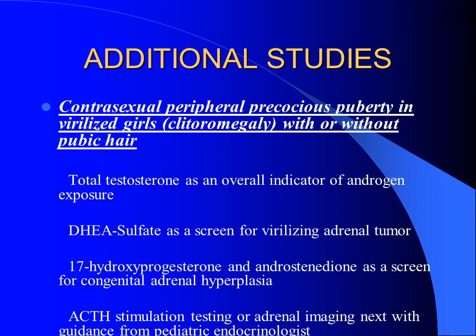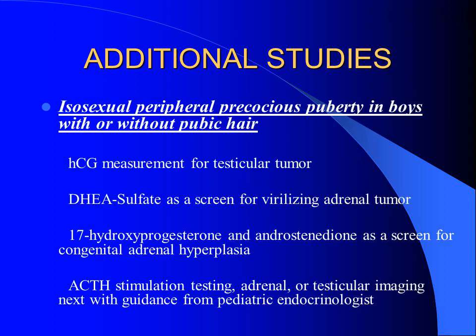17-hydroxyprogesterone and androstenedione is a screen for congenital adrenal hyperplasia. Active stimulation testing or adrenal imaging next, with guidance from a pediatric endocrinologist. Additional studies. Isosexual peripheral precocious puberty in boys with or without pubic hair.